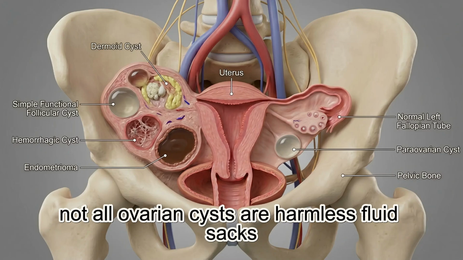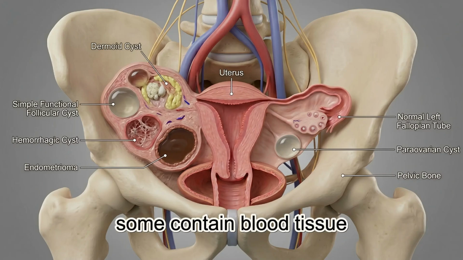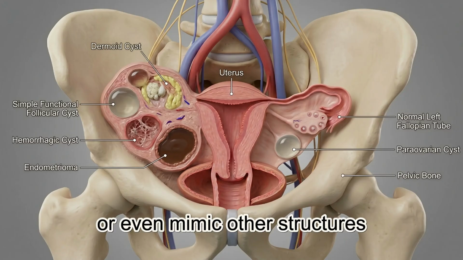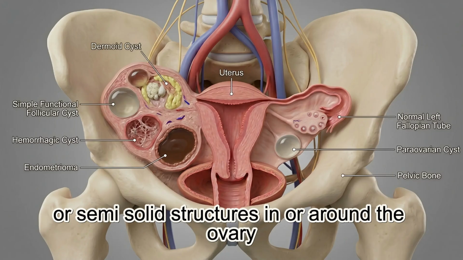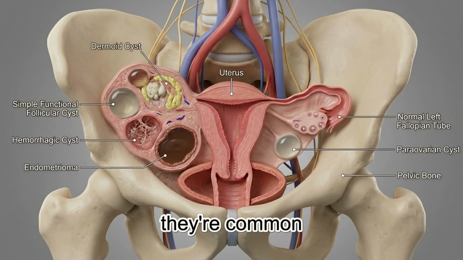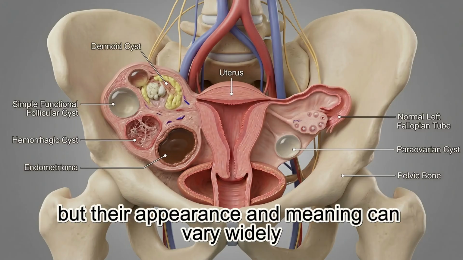Not all ovarian cysts are harmless fluid sacs. Some contain blood, tissue, or even mimic other structures. Ovarian cysts are fluid-filled or semi-solid structures in or around the ovary. They're common, but their appearance and meaning can vary widely.